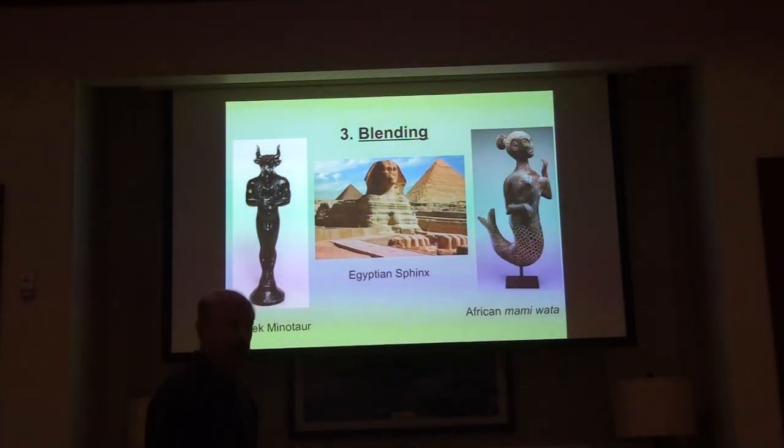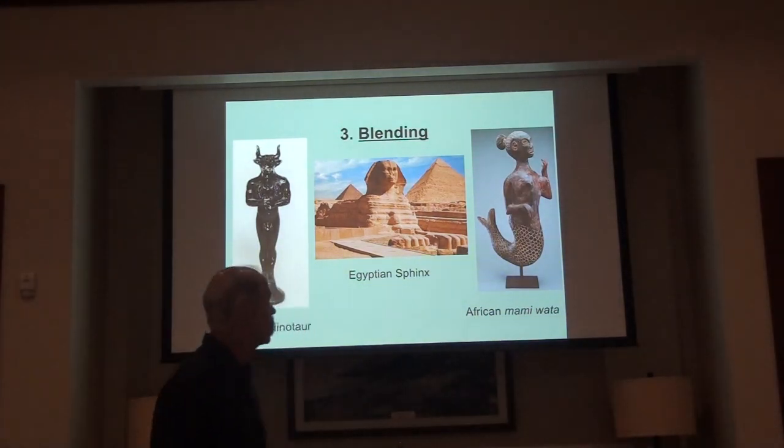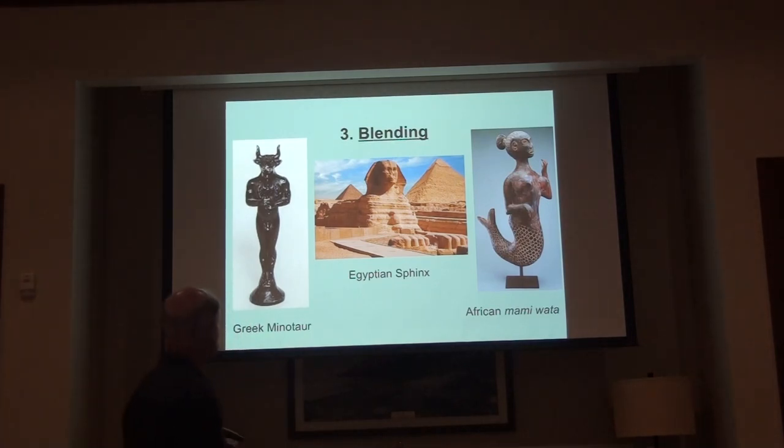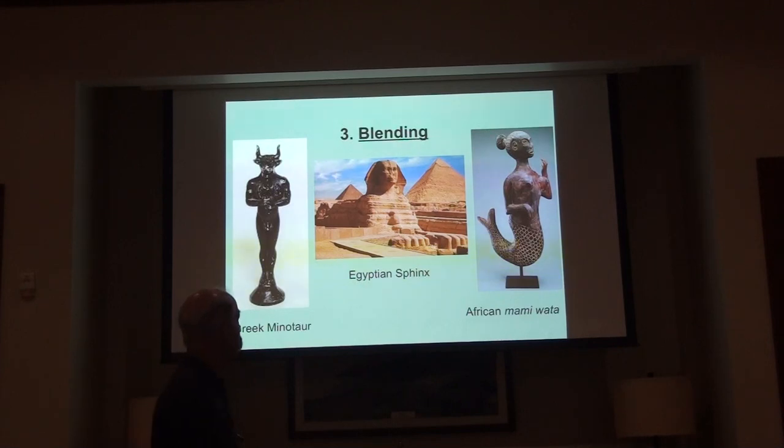Okay, the third category, we had bending, breaking, and now blending. Now, blending in terms of a sculpture, I've shown here the Greek Minotaur, a man and bull combined, a lion and a man for the Egyptian Sphinx, and a woman and a fish for the mermaid, the African Maniwata. So blending in the terms of sculpture.